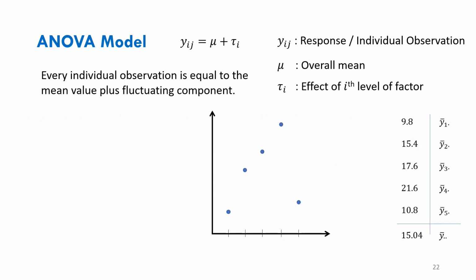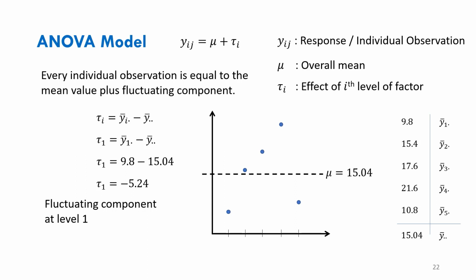So for example, if we have these data points with different levels of a factor, for example, there are 5 levels and we have found the means of each level. Here we can fit a line in between these data points and find out each of the fluctuating components. We can find the fluctuating component by taking the difference between the average at a certain level and the overall mean. So for the first level, we have the value 9.8 and the overall mean is 15.04. If we subtract them, we get a negative value of the fluctuating component.